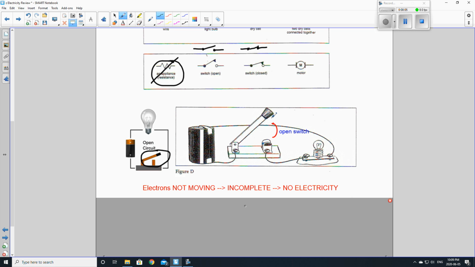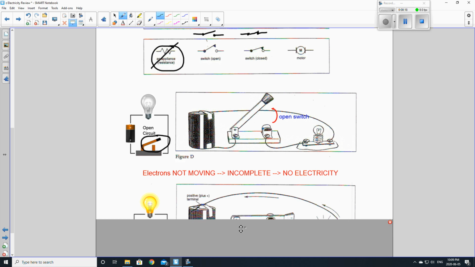Over here, they have open switches, so the electrons are not moving. It means the circuit is incomplete, which means there's no electricity. So open switch, open circuit means that the electrons are not moving and there's no electricity.